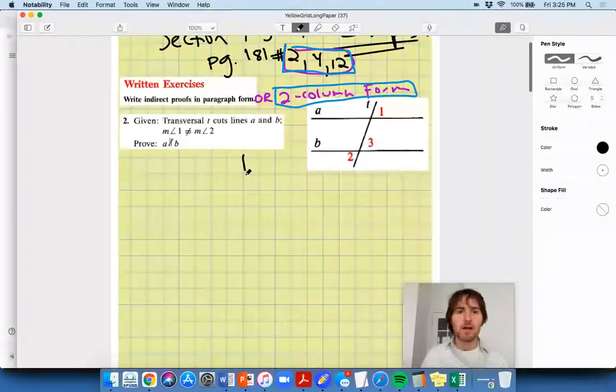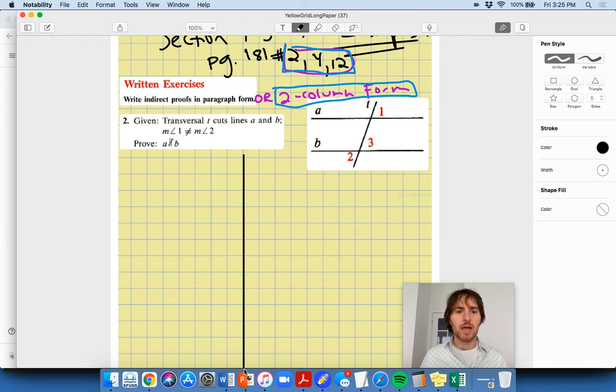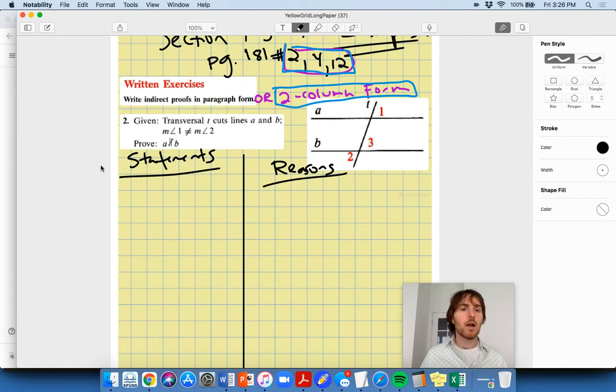Let's do it together, okay? So I'm going to do it in 2-column form today with you guys. So let me get that here. This is going to be my statements column, and this is going to be my reasons column. All right, and along with you here, I'm writing out my givens. So this is what I have to work with: I've got a transversal T, and I don't really need to write that transversal T cuts lines A and B because I can see that in my given diagram. My given diagram makes it very clear that T has to be a transversal because all 3 of these lines are coplanar and we're meeting at different points. So that means it must be a transversal. So I don't need to write that.